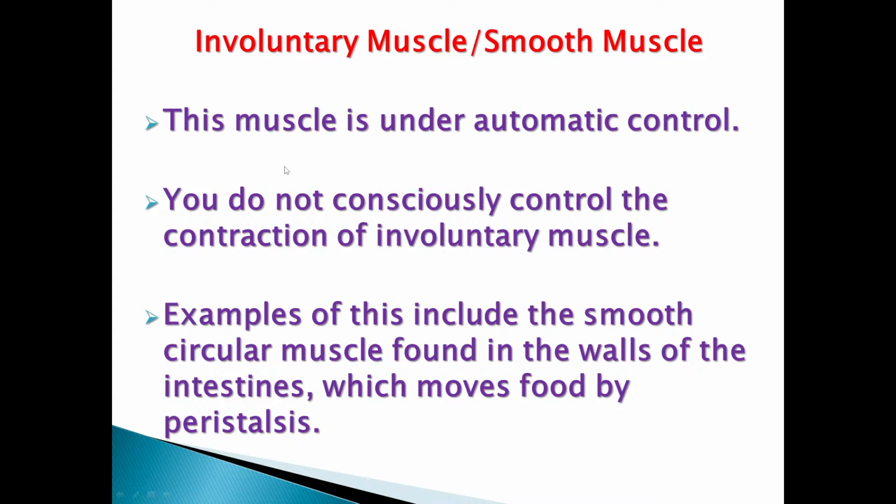Examples of this include the smooth circular muscle found in the walls of the intestines, which move food by peristalsis. Inside the human body, there are muscles of the digestive system that work normally. Since these muscles are internal, you cannot control them consciously, meaning you cannot tell those muscles inside your body not to work or not to cause contraction there.